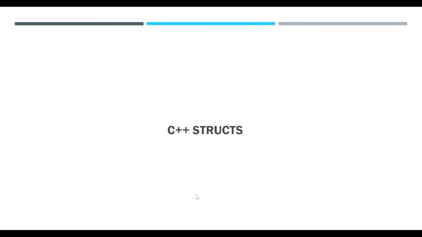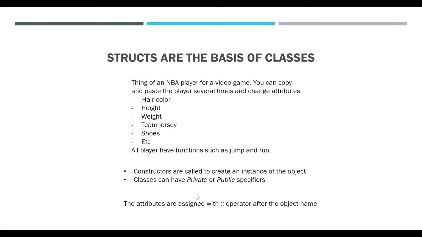So what is a C++ struct? Structs are the basis of classes. For example, an NBA player for a video game. Say you have to design the video game and you're going to use a player. You can copy and paste the player several times and change the attributes: hair color, height, weight, team jersey, shoes, etc. All players have functions such as jump, run, and shoot.